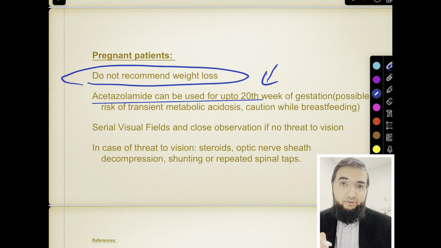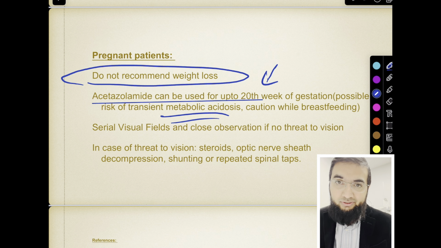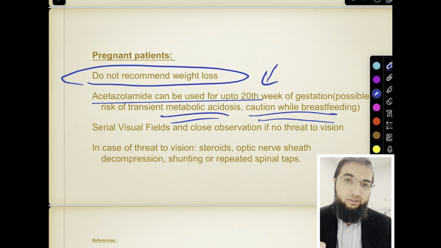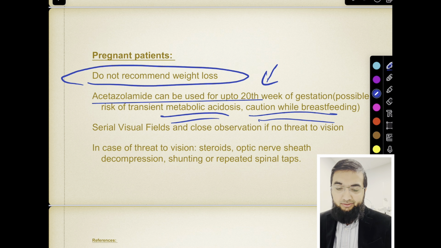Because there is a possible risk of metabolic acidosis, and of course, you need a lot of caution during breastfeeding also. So you need to be in touch with your doctor. Very, very, very critical, okay?